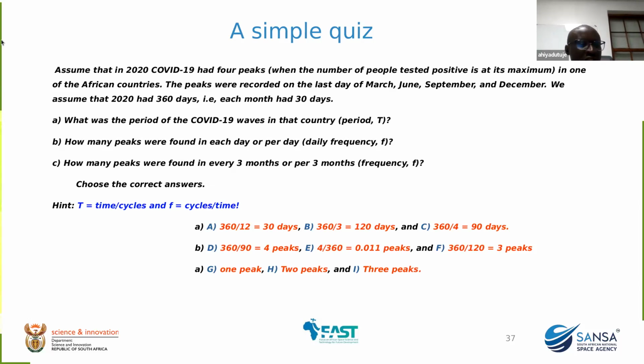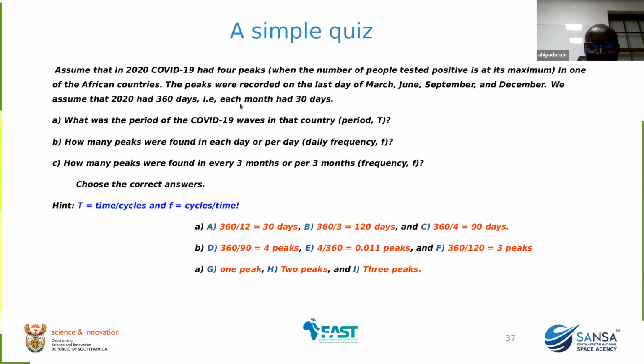So which means it started in January up to December. Now we are assuming that this year had 360 days, which means all months are equal. Each one has 30 days.